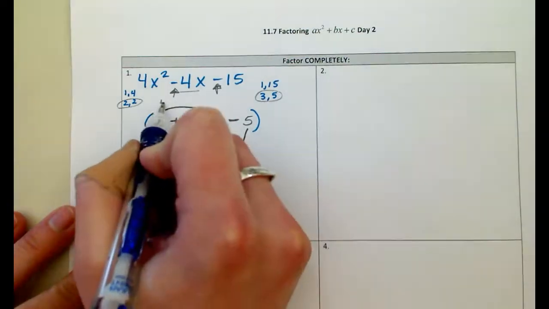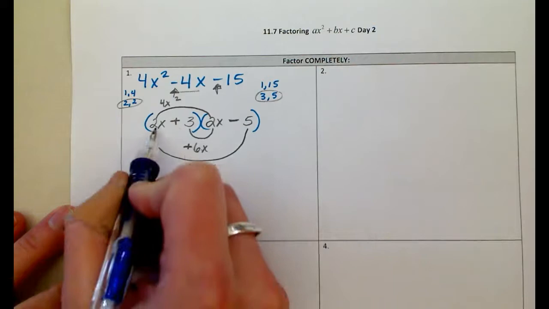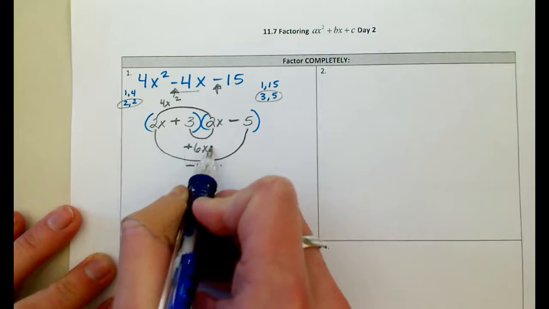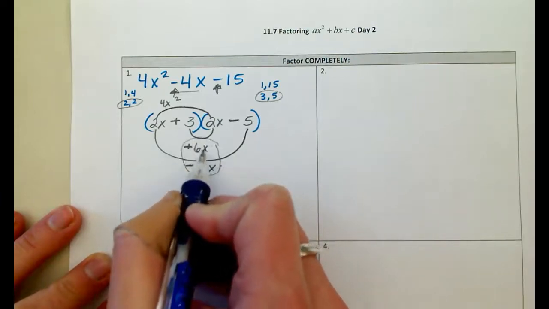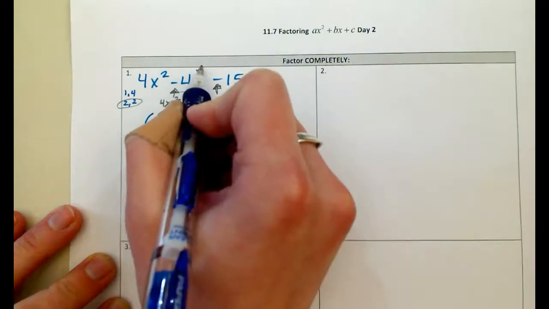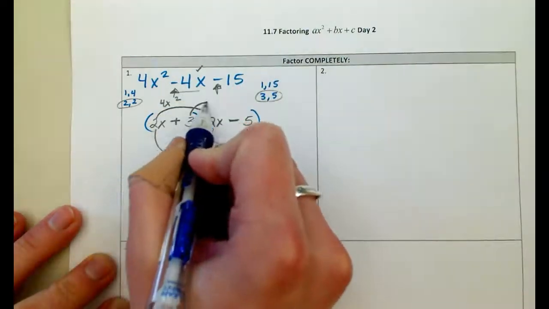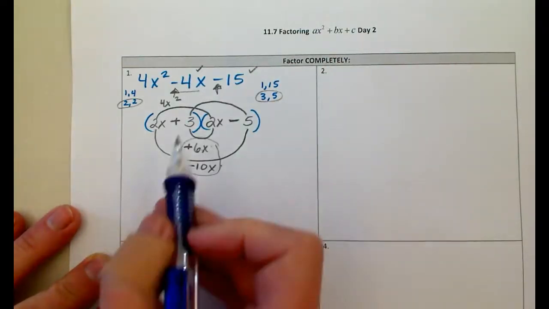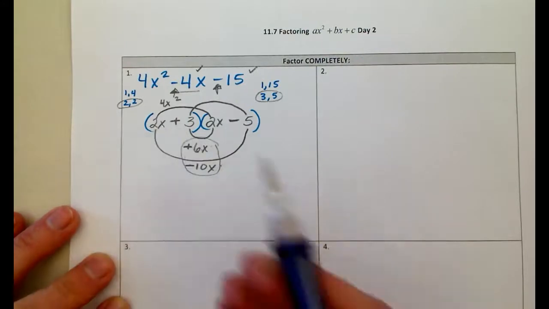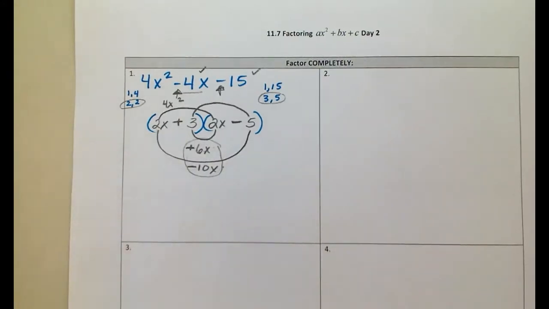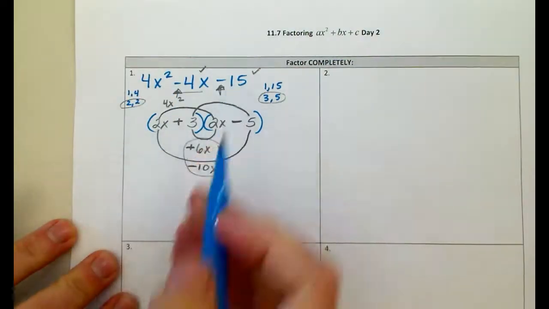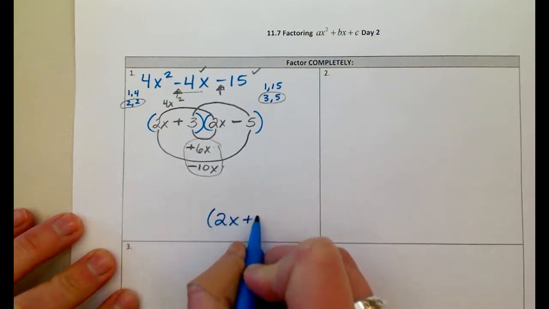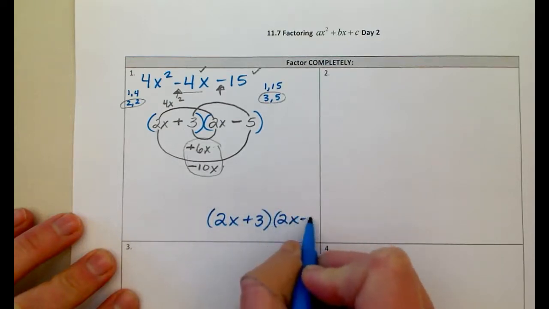2x times 2x gives me 4x squared. 2x times negative 5 is negative 10x. 3 times 2x is positive 6x. If I add these together, positive 6x and negative 10x, I get negative 4x. My last check is 3 times negative 5 is negative 15. So we got the correct factors on the first try, but sometimes it doesn't always happen that way. Make sure you always check that it multiplies back to the original trinomial. So my answer is 2x plus 3 times 2x minus 5.